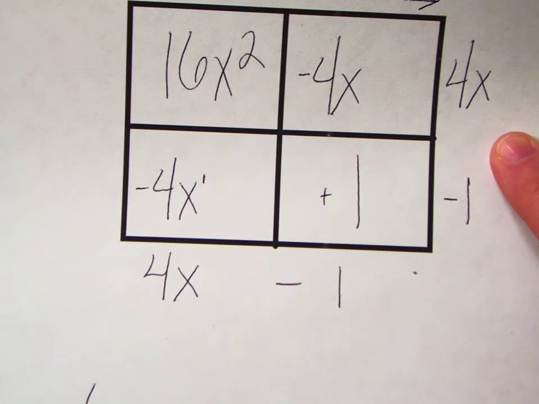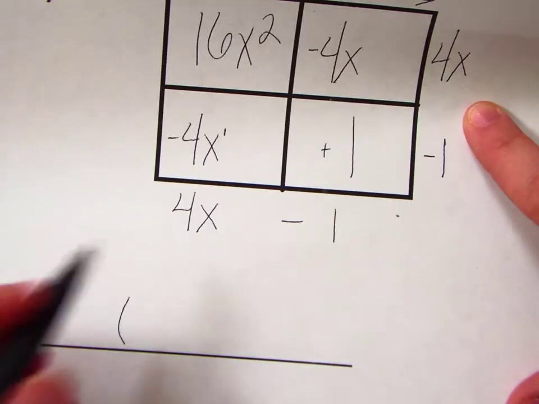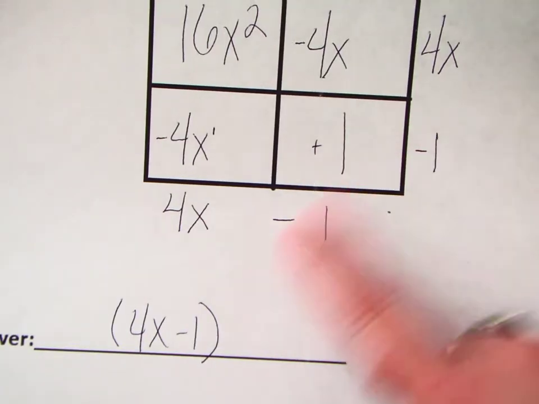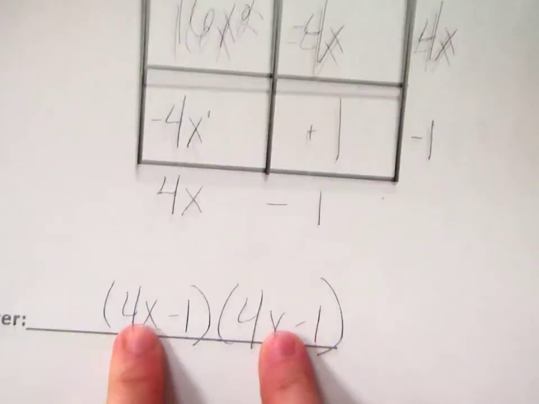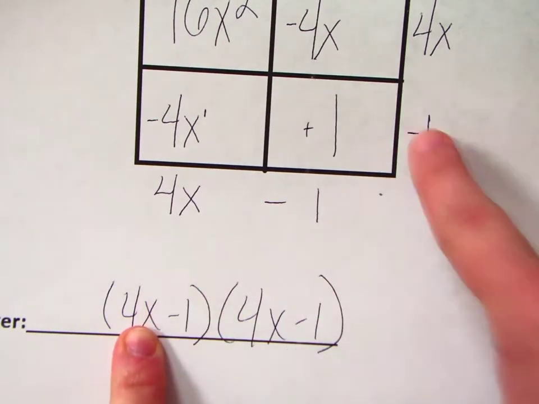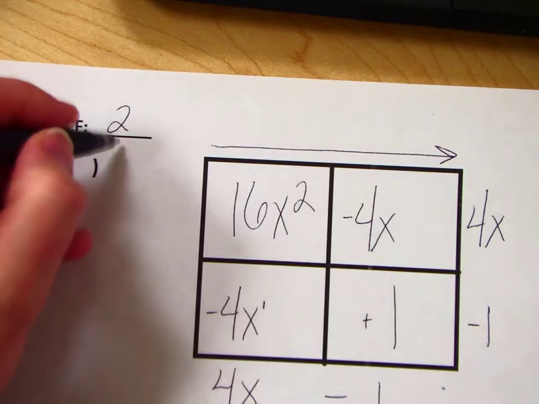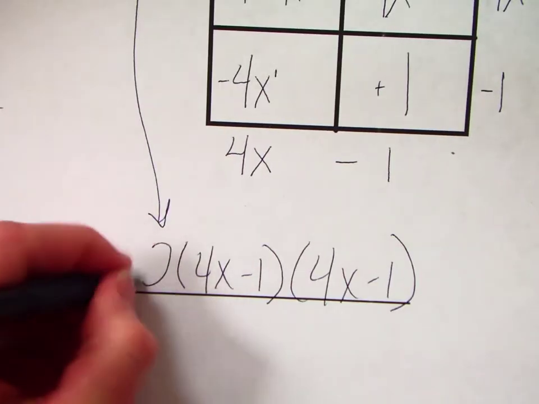Oh, you can't see that. Let me zoom out. Our answer is 4x minus 1 from here, or here, it doesn't really matter, and another 4x minus 1. Students ask, Miss Langeli, do I have to write this one first and this one second? The answer is no. You can flip-flop those. The only other thing we need is this GCF of 2 needs to plop down out in front.